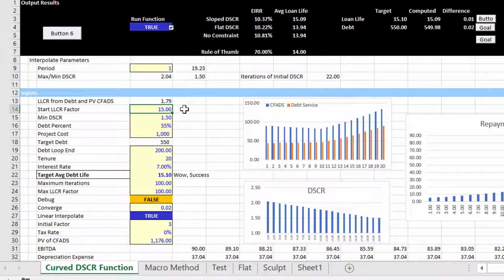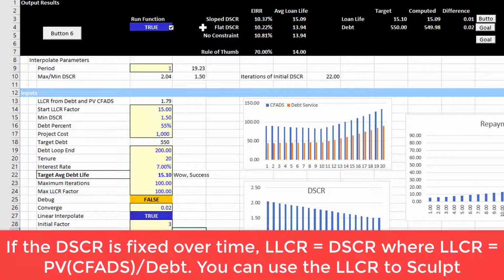Now in this case, I started with a case. As before, I said, oh, we could have a flat DSCR. Now, the only way I could kind of do the flat DSCR for now is I put a 0% tax rate. So I have a simple flat DSCR, which is this LLCR method I talked about, where the LLCR is the PV of cash flow divided by debt. And the LLCR is the same as the DSCR if the DSCR is constant. And this thing is about having a non-constant DSCR.